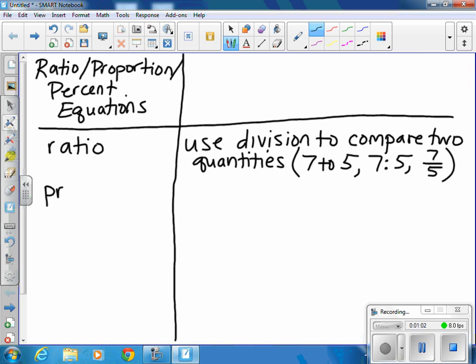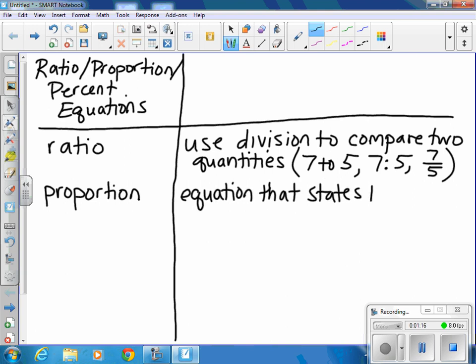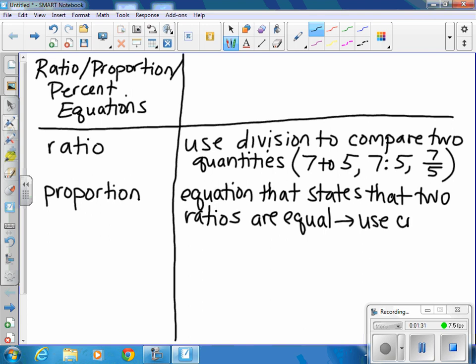Then the word proportion. A proportion is an equation, so that's why it fits in this chapter, that states that two ratios are equal. And you should recall that in order to solve a proportion, we use what are known as cross products, cross multiplication. And I'll remind you of what that looks like when we get to the first examples.